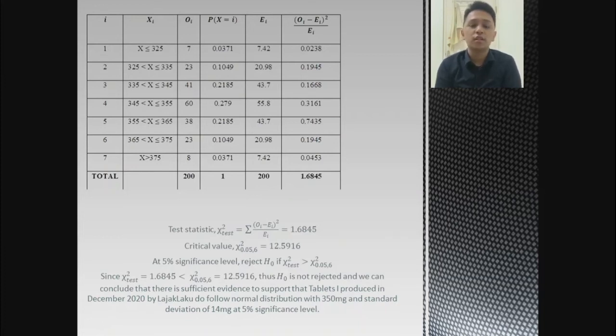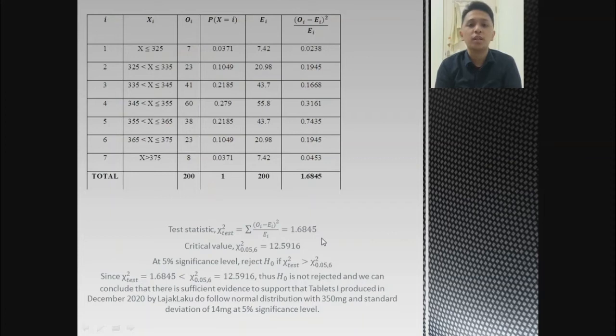The first observation, which has a frequency of 7, is x less than or equal to 325, and the last frequency is 8 for x greater than 375. Next, we have the probability value, and we can calculate with the frequency to determine the Ei and we can conduct the chi-squared test.